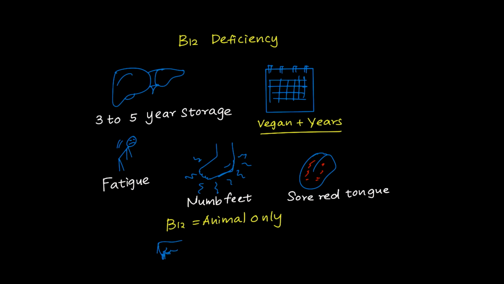Here's a D440 OA exam tip for you. When the question describes a long-term vegan with tingling feet, sore tongue, and fatigue, the answer is B12. Quick recall hook: B12, beef, milk, eggs. No animals, no B12.